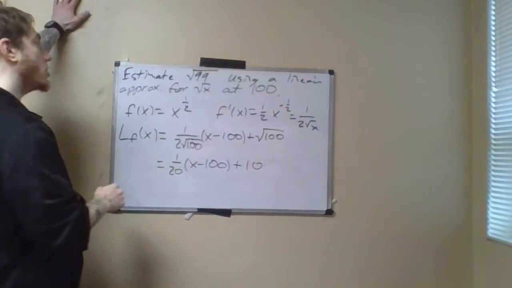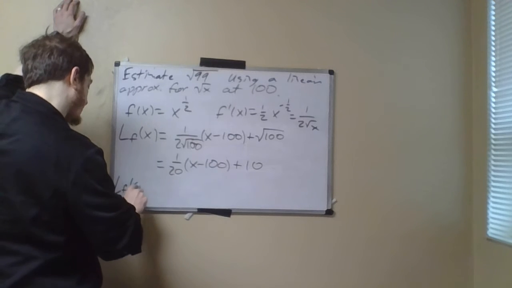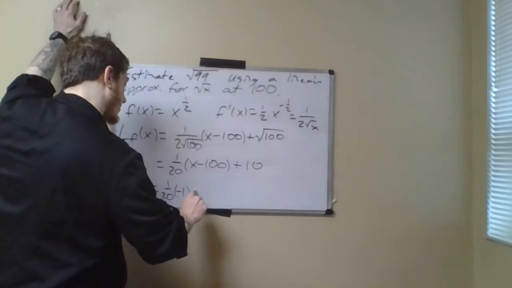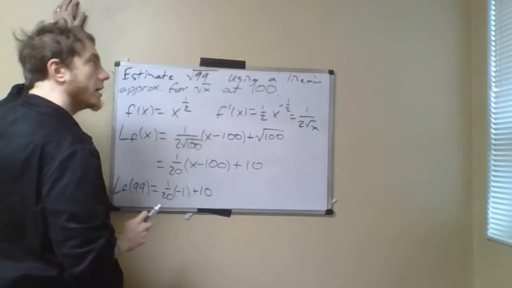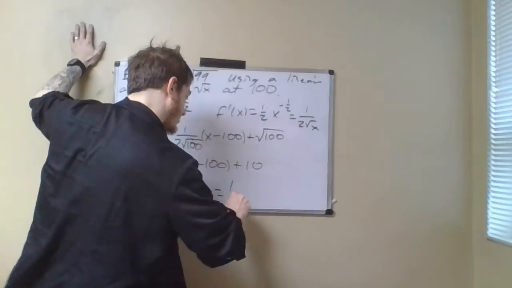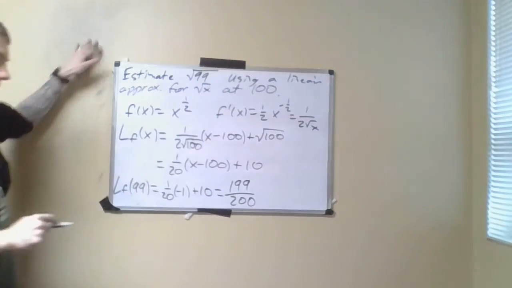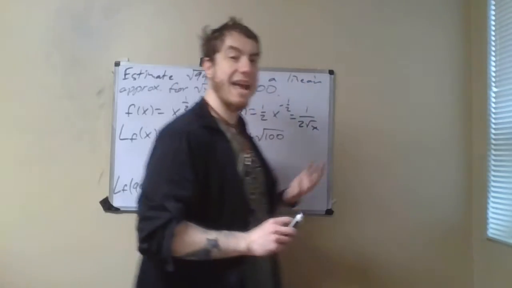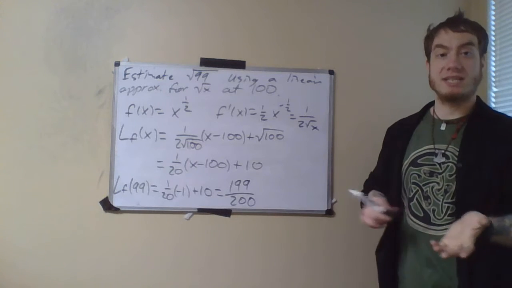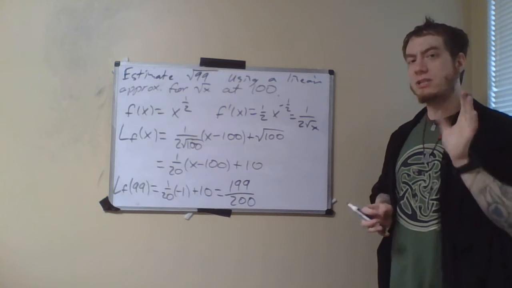So now what we can do is evaluate this at 99. So we plug in L of 99. This is going to be 1 over 20 times negative 1 plus 10. So 10 minus 1 over 20, which comes out to be 199 divided by 200. So there we go. This is an estimate for the square root of 99. Now you can check to see how close this gets, and you'll find it's reasonably close, really.